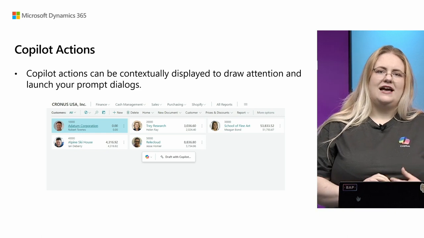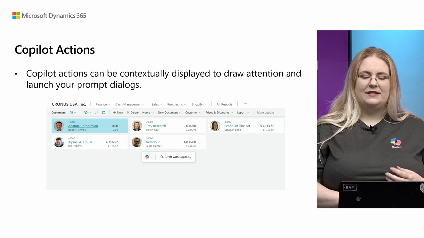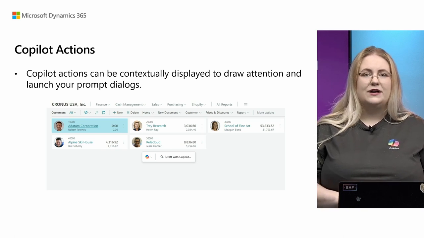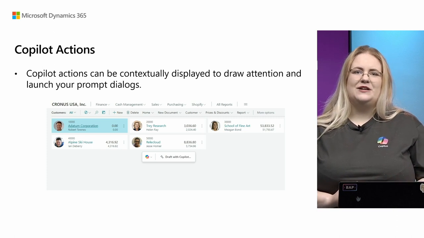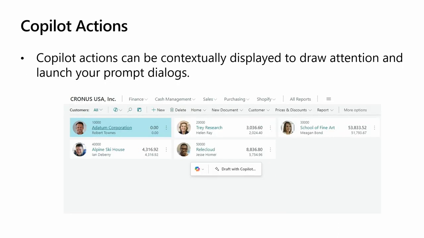Outside of the prompt dialog, we have Copilot actions that can be displayed on lists, list parts, worksheets, and standard dialogs in order to draw attention and launch your prompt dialogs. As you can see on this screen, all of your Copilot actions on that page are displayed at the bottom of the page, as well as in the menu.